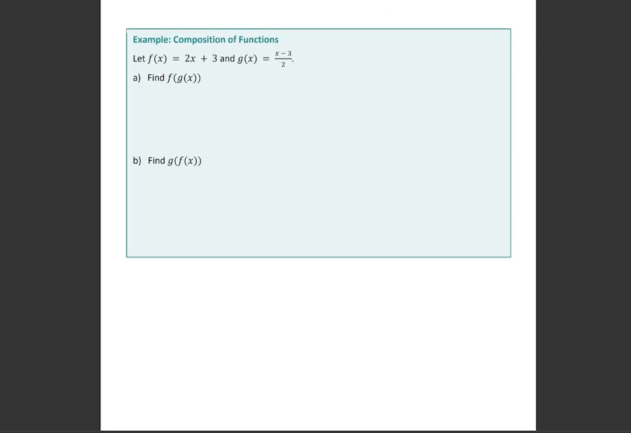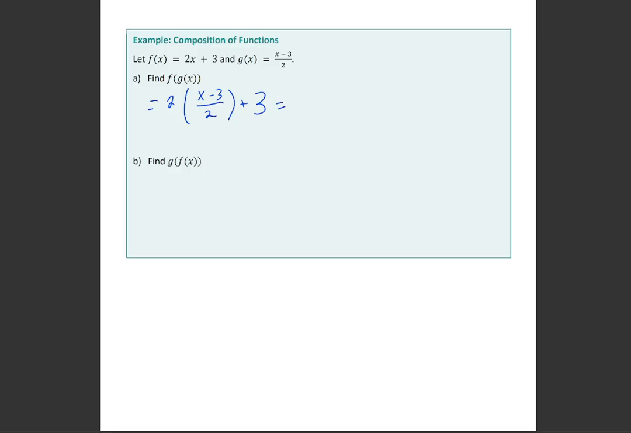Now on to the next example, I want to remind you of composition of functions. So remember that sometimes we plug one function into another one and we simplify to see what we get. So if I have f of g of x, then I am plugging g of x into f of x. So f of g of x is equal to 2 times, now in place of the x, I plug in g of x: (x minus 3) divided by 2, plus 3.